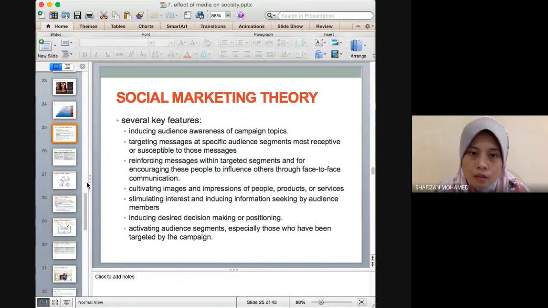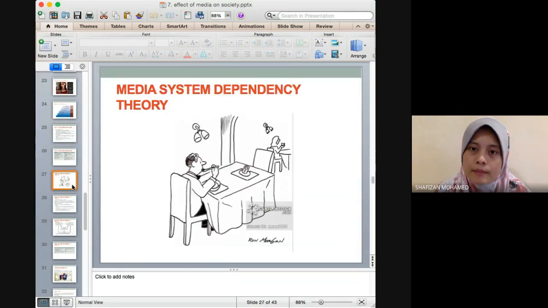Can you understand so far? Alright. So that is one aspect of theory. You have social marketing theory, and then there's another theory: media system dependency theory.